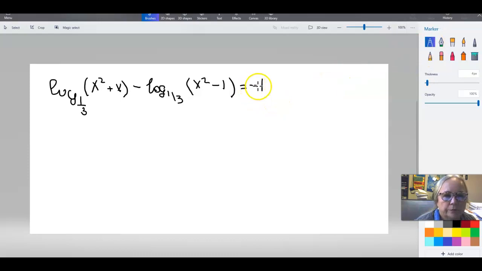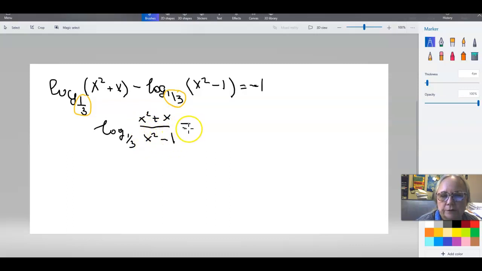Alright, let's see what we get here. We have a difference of two logarithms, so we can use the quotient rule of logarithms and write that it's log to the base 1/3. And again, I remind you, the base must be the same to apply the quotient rule, and we do have the same base 1/3. So of the quotient x squared plus x over x squared minus 1 equals negative 1.